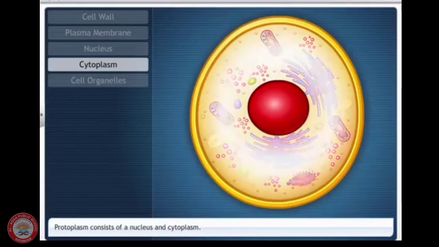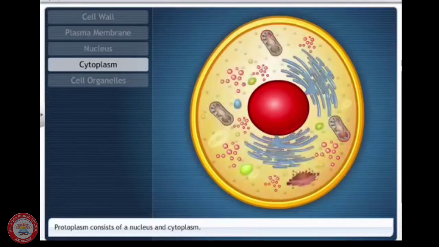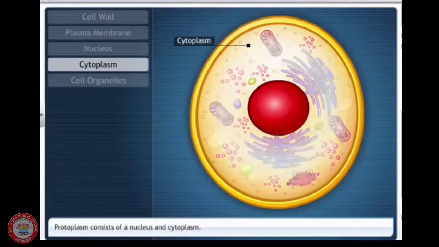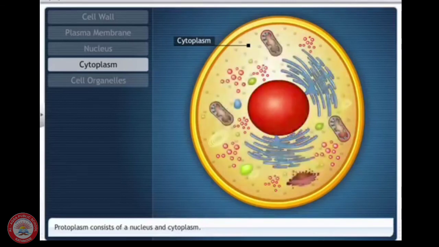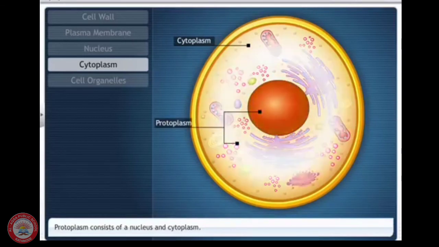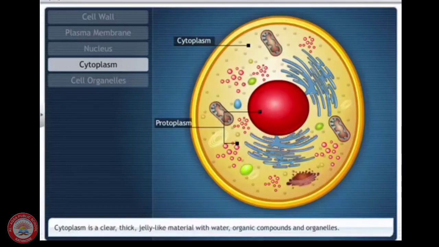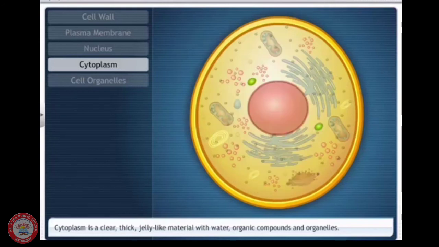The fluid content present between the plasma membrane and the nucleus is called the cytoplasm. The cytoplasm, along with the nucleus, together forms the living content of the cell, and it is called the protoplasm. Cytoplasm is a clear, thick, jelly-like material with water, organic compounds, and organelles.